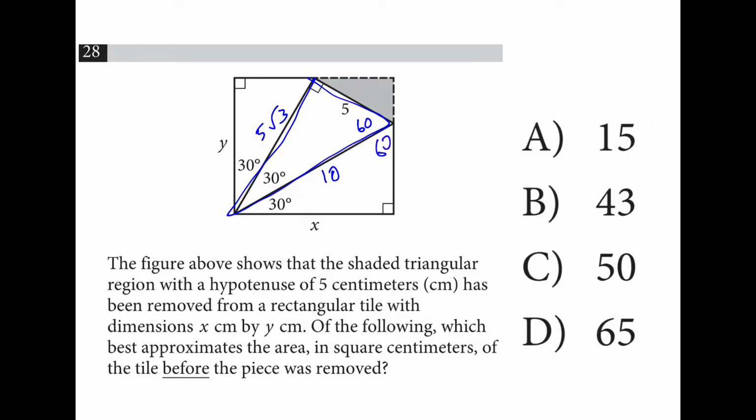Now I can label this as a 30, 60, 90, and across from 90 is 10, so across from 30 is 5, and across from 60 is 5 root 3.